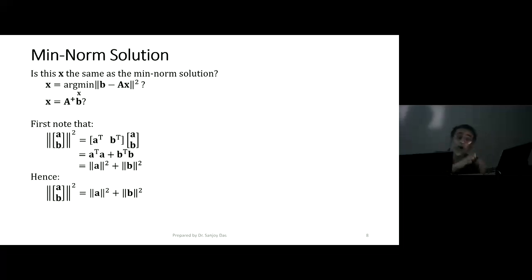Okay, so QR decomposition surprisingly gives us the same solution as the pseudo inversion method or the min norm method. And that's what we will look at next. It's surprising, right?